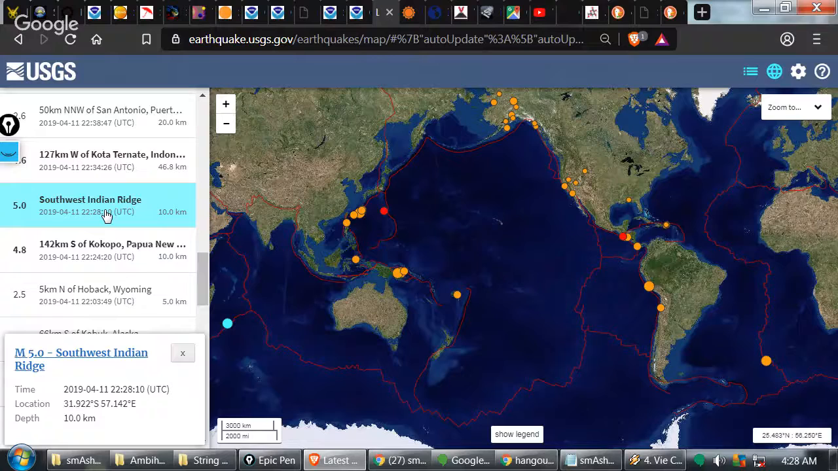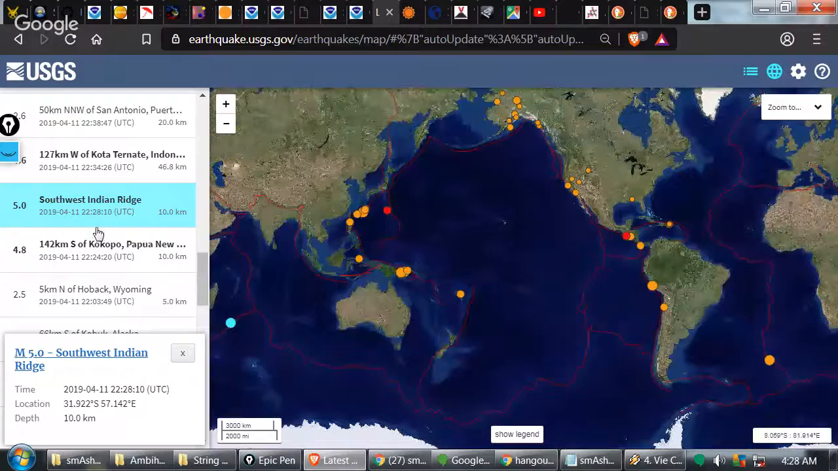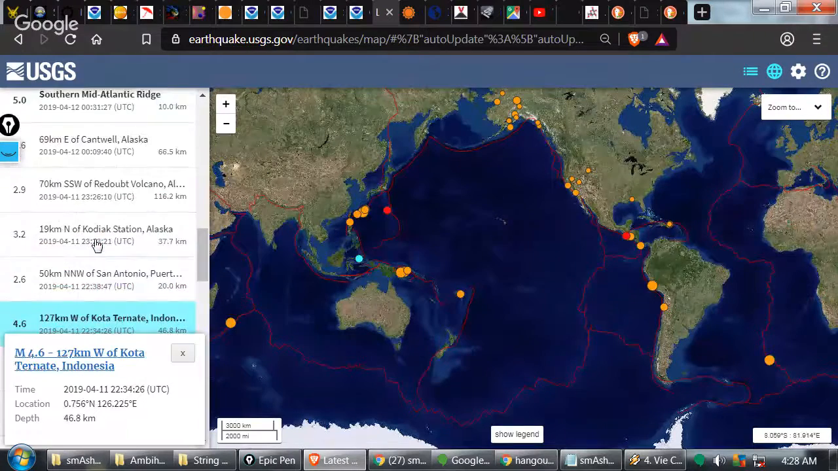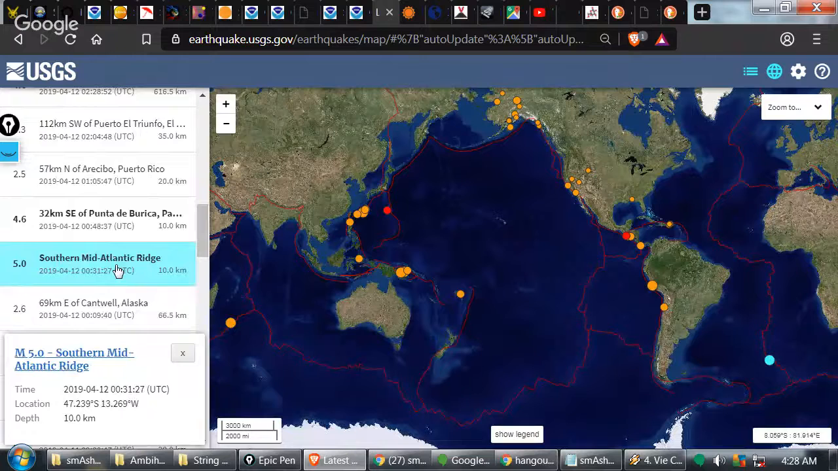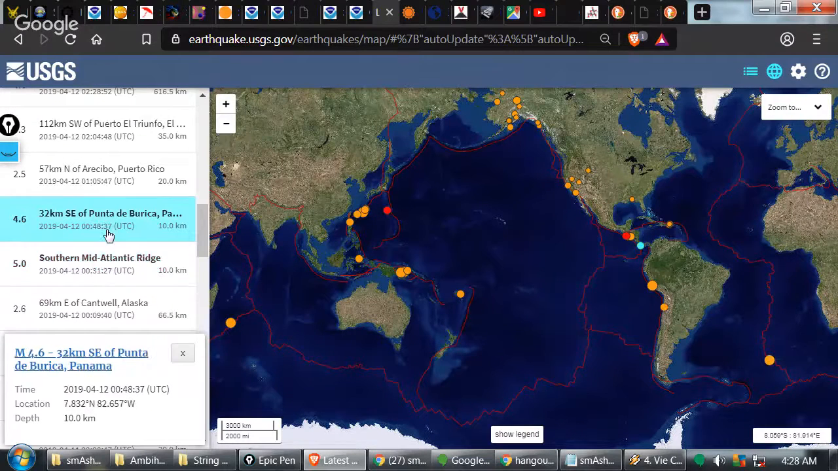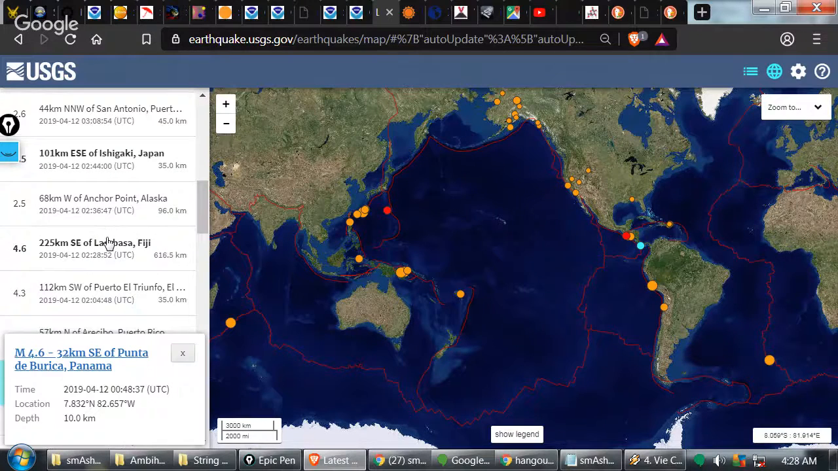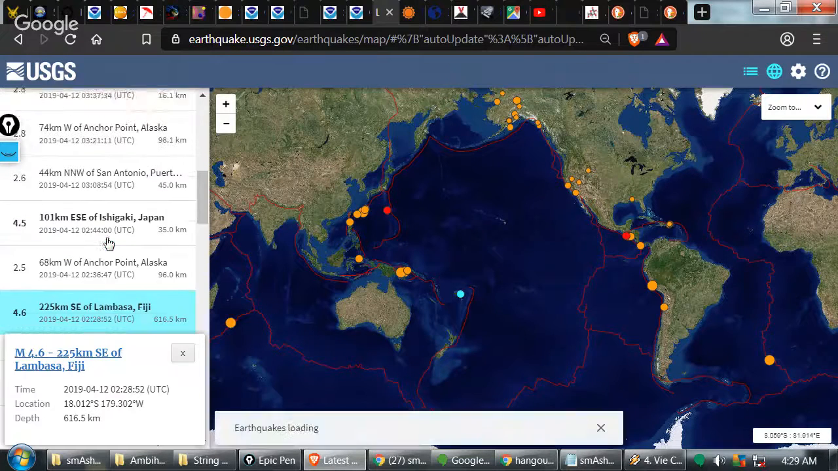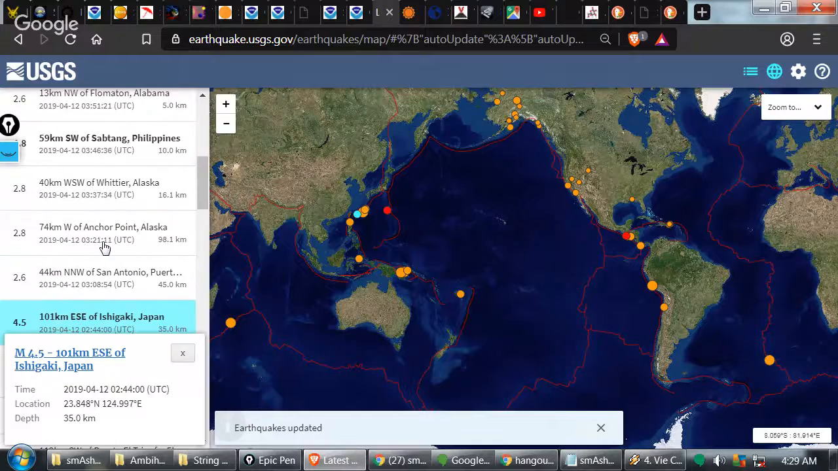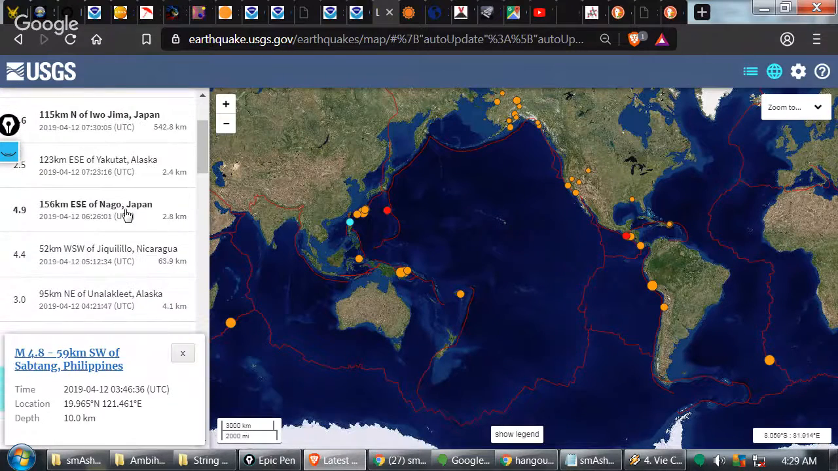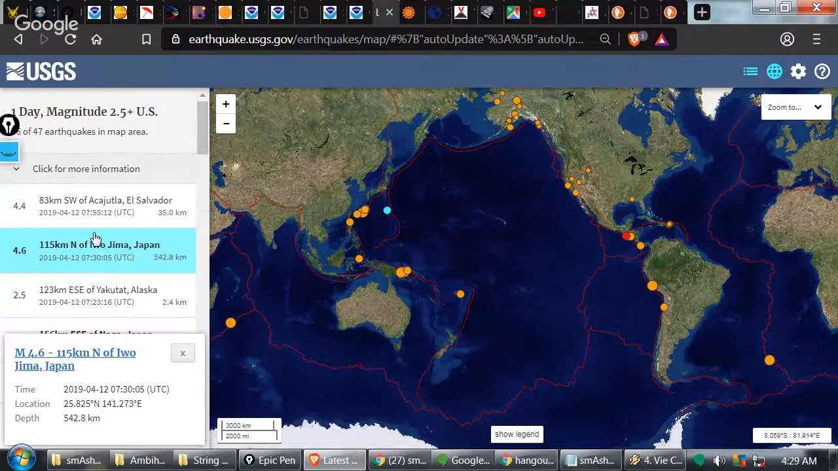Here's a 5.0 at the southwest Indian Ridge there in the Indian Ocean. 4.6 in Indonesia. 5.0 at the Mid-Atlantic Ridge. Quite far south. 4.6 Central America there in Panama. 4.6 at over 600 kilometers depth at Fiji. 5.0 at Japan. 4.8 at the Philippines. 4.9 at Japan. 4.6 at Japan. So quite a swarm there. And that last one was at depth, 542 kilometers.